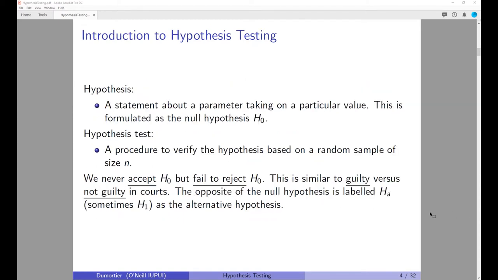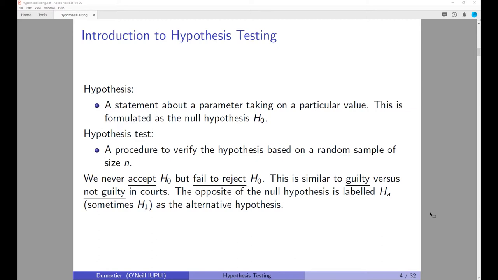A hypothesis is a statement about a parameter taking on a particular value. If you think back about the Finnair example, the hypothesis was that a female passenger weighs 146.6 pounds. That would be formulated as the null hypothesis. A hypothesis test is a procedure to verify the null hypothesis based on a random sample. In the Finnair example, that random sample would have been the 180 passengers.